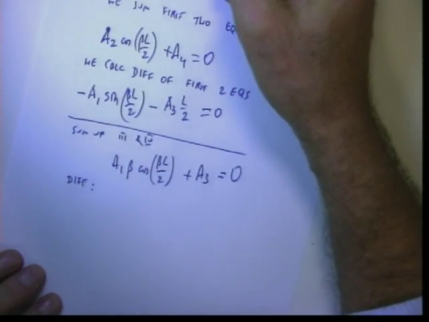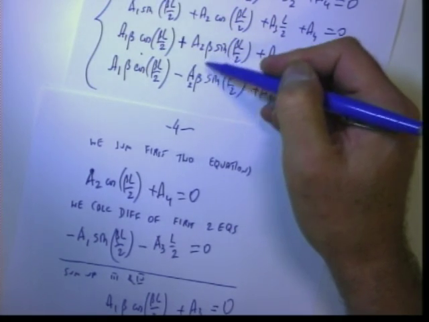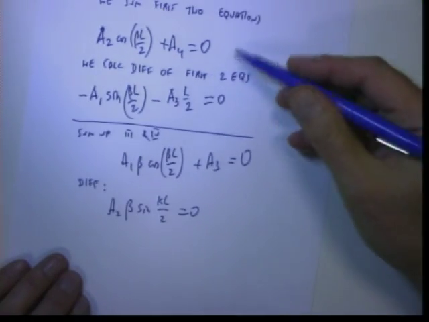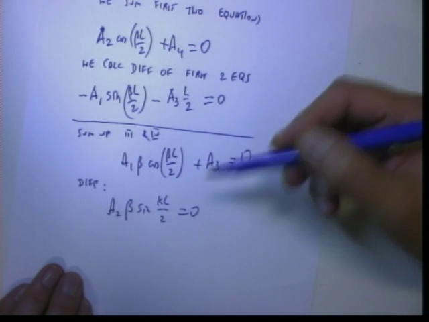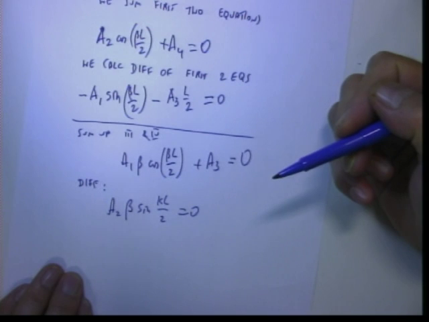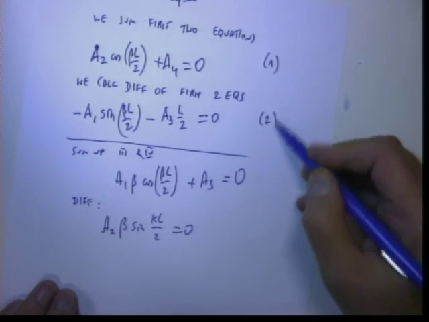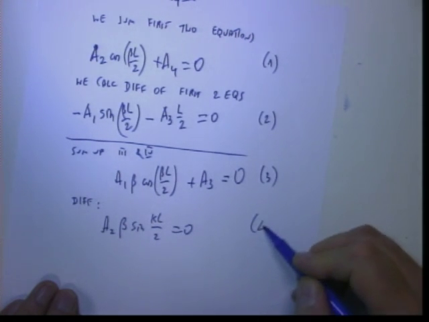The difference will be this minus this is 0. This minus this will be 2 times, but I will be having just A2 beta sine beta L over 2 equals 0. Okay, so these are the four equations that I get. So let us call them 1, 2, 3, and 4.